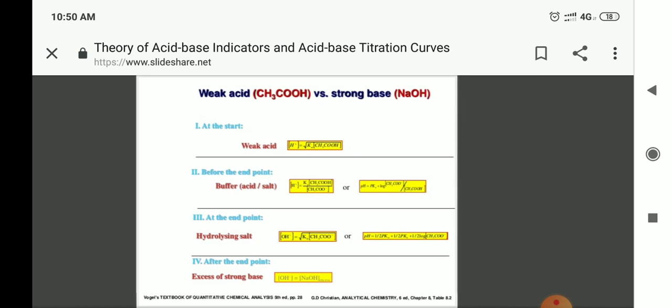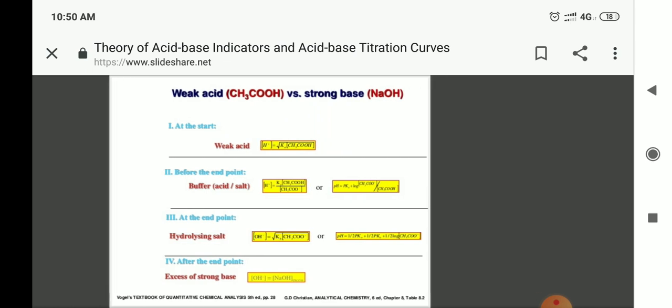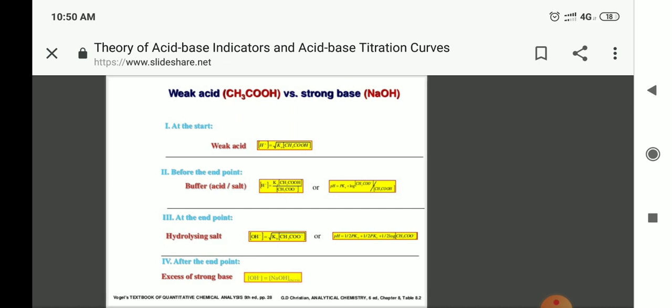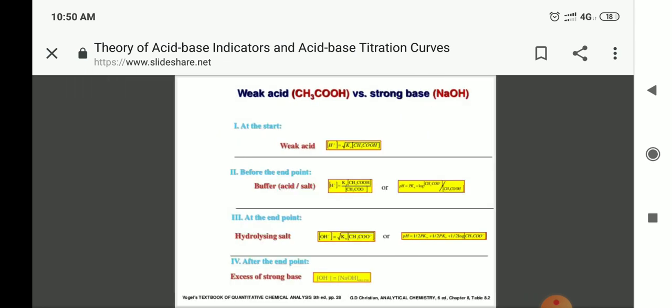Next, at the end point, it is a hydrolysis salt, that is OH- is equal to the root of Kb times the concentration. The hydrolysis salt is a basic compound, and Kb is the dissociation constant of the base, which is the CH3COO-. The pH is equal to half of pKw plus half of pKb plus half of log CH3COO-, that is the acetate. And after the end point, with excess of strong base, OH- is equal to NaOH.